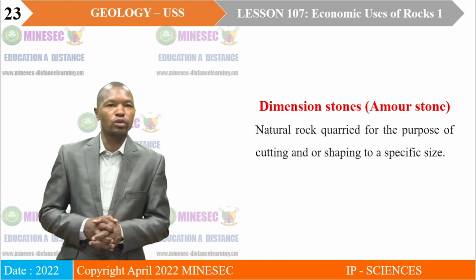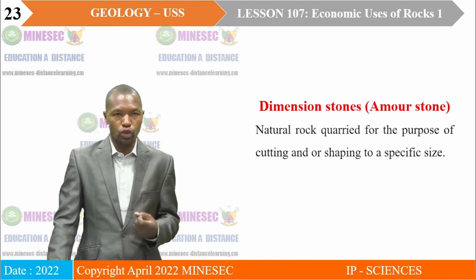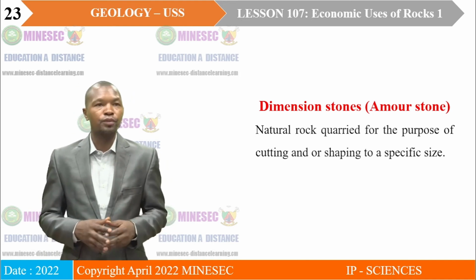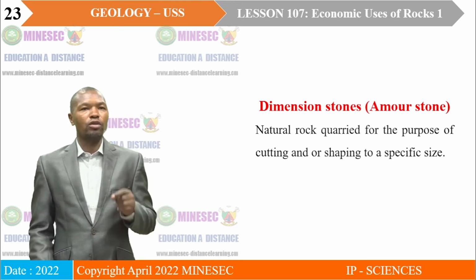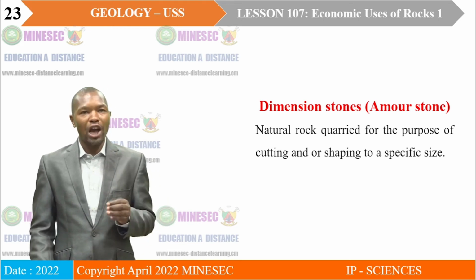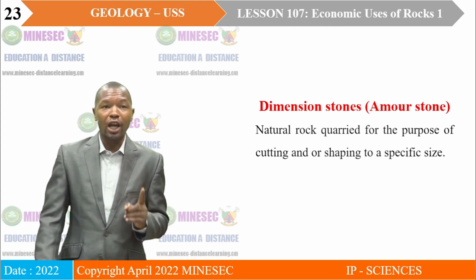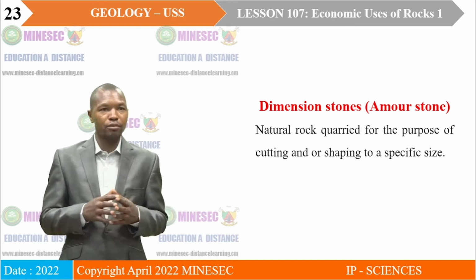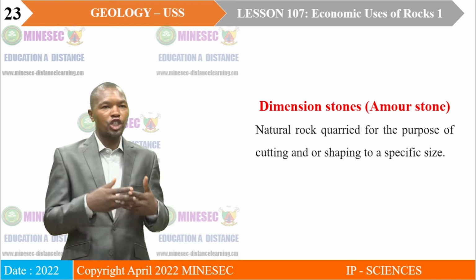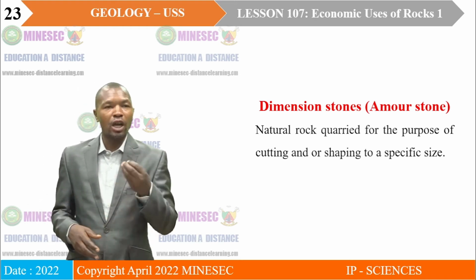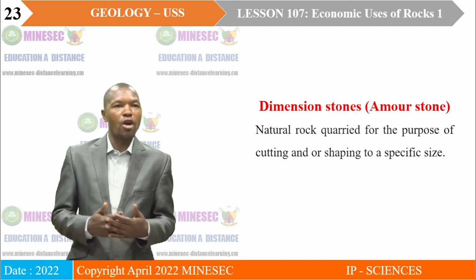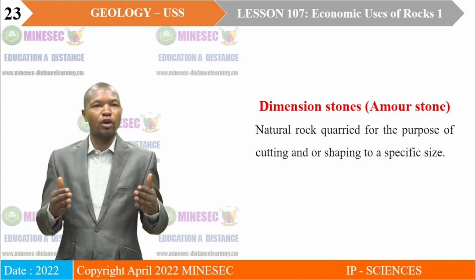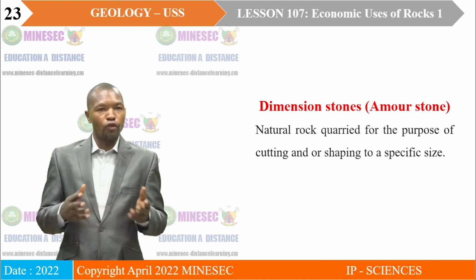Now we begin with dimension stone, also referred to as armor stone. Dimension stones are those natural rocks quarried for the purpose of cutting and or shaping to a specific size. It means you can cut them into blocks, or you can shape them into different sizes as required for engineering works. In different blocks, they can be used for foundation. In different shapes, they can be used for raising of walls or for ornamentation per se.